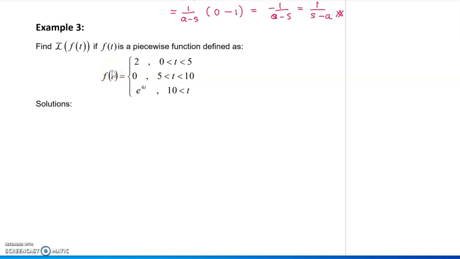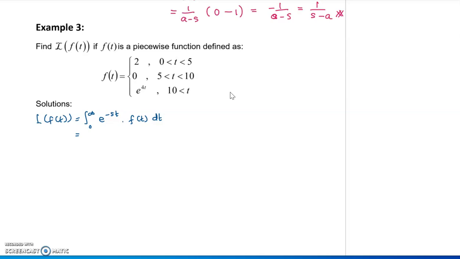For example 2, it is slightly different because we have a piecewise function. Our f(t) is a piecewise function. So now we want to find the Laplace transform of f(t). By definition, it is the integral from 0 to infinity of e^(-st) times f(t) dt. But in our case now, we have three f(t), which depends on the certain interval. So it means that we need to have a separated integral.